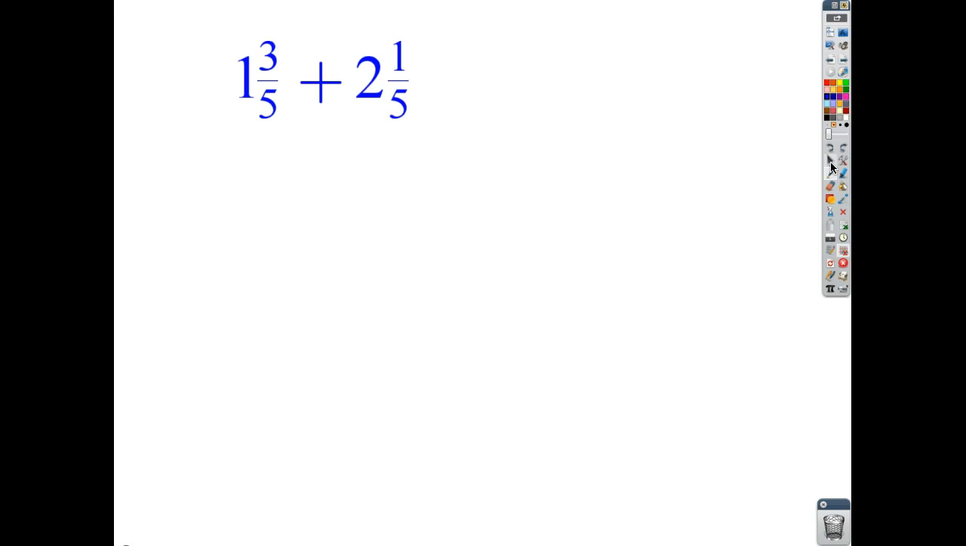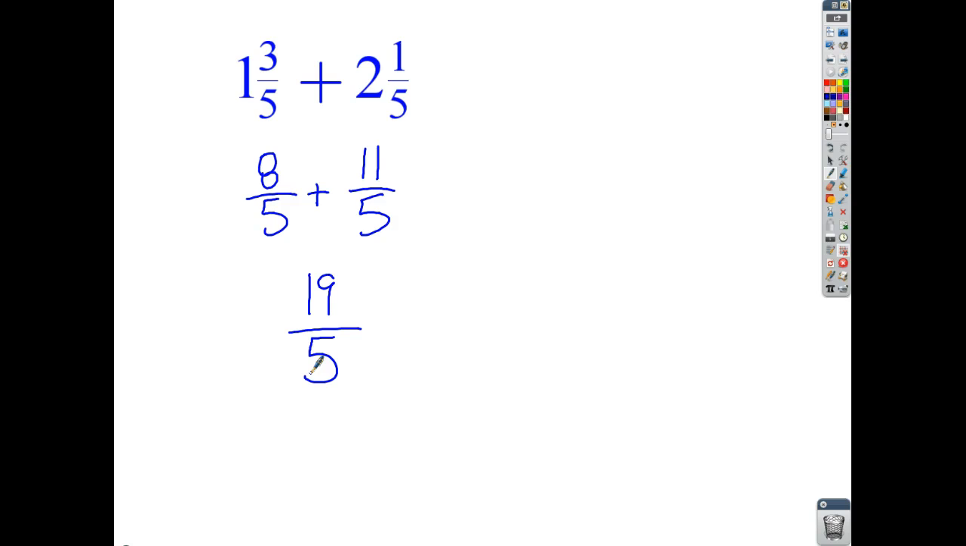Okay, so I have 1 3/5. 1 3/5 is the same as, if I take this whole and cut it into 5 pieces, I have 5 plus the extra 3. I have 8, and those are fifths. And then I'm going to do the same thing here. I'm going to take this 2 wholes, cut it into fifths. That's 10, add 1, I get 11 fifths. Okay, and then together 8 and 11 make 19, so I end up with 19 fifths.